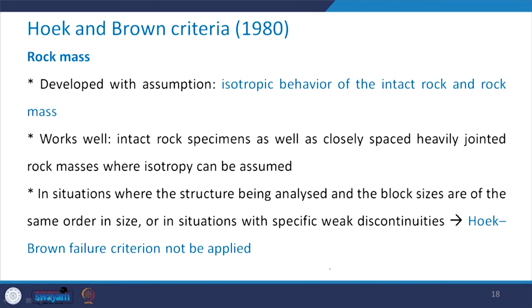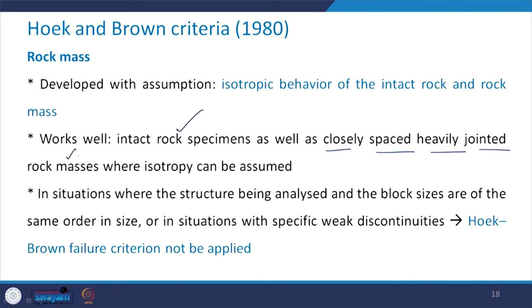In case of the Hoek and Brown criterion, the assumption with its development was that the intact rock and the rock mass are going to behave in an isotropic manner. So, this criterion has been found to work well in case of the intact rock specimen and the closely spaced, heavily jointed rock masses where you can assume the isotropy.